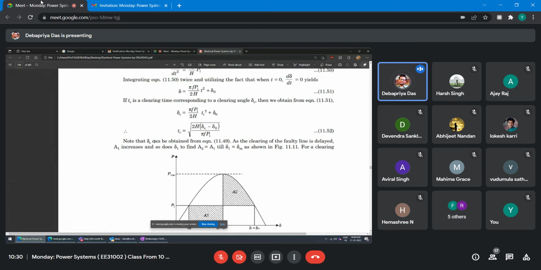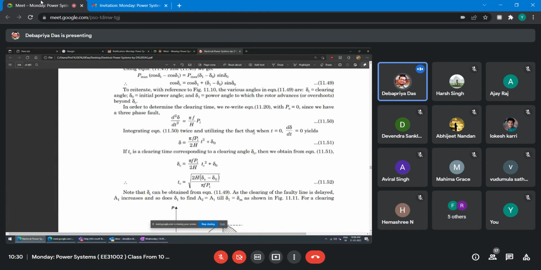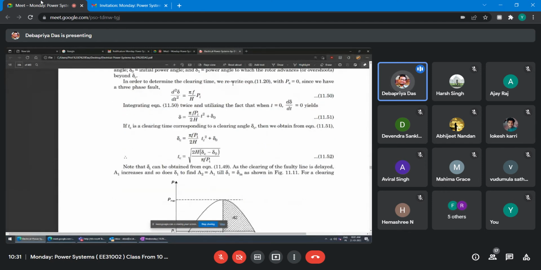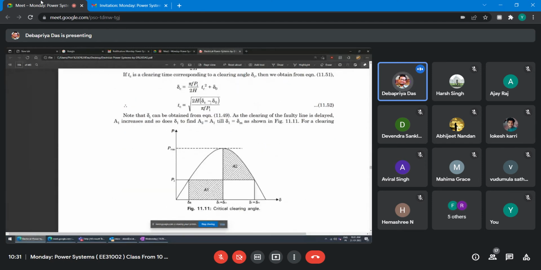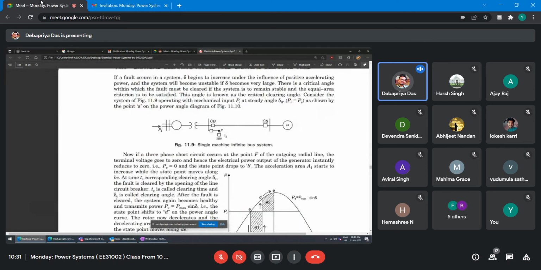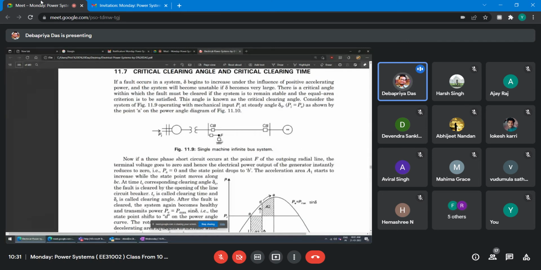right? So note that delta C can be obtained from equation 49, that means this equation. From this also it is possible, right? And after that you can substitute here, then you'll get the TC because the other data will be known to you, right? So if a three-phase fault has occurred at the terminal of the generator, immediately power will go down because P will become zero, right?